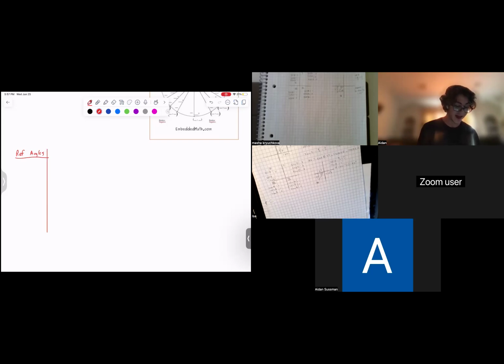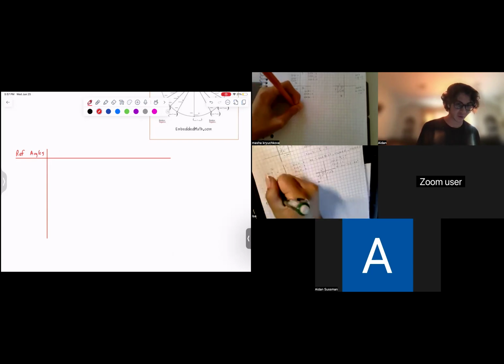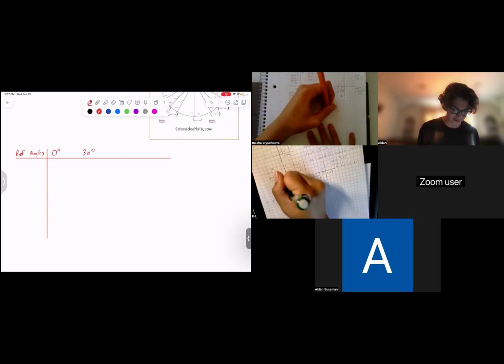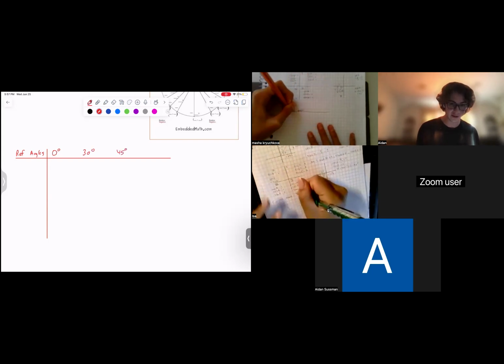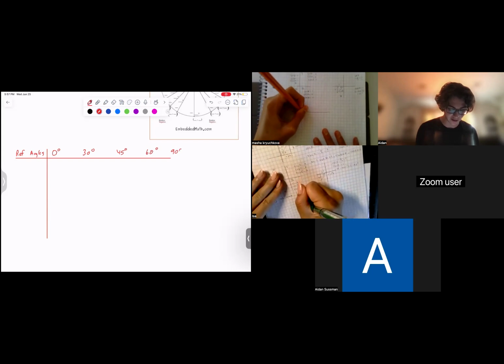The unit circle needs to be memorized. This is super, super important. And for homework, you guys are going to fill in the unit circle and really work towards memorizing it. So the reference angles we care about are 0 degrees, 30 degrees, 45 degrees, 60 degrees, and 90 degrees.